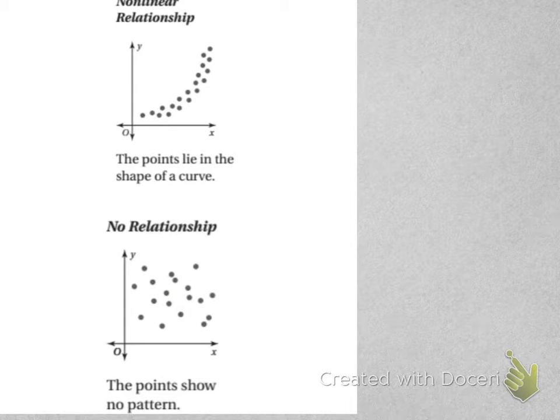A nonlinear relationship, say a line and a curve, would look like that. And no relationship, dots are all over the place. There's no pattern whatsoever. So there's no relationship at all.